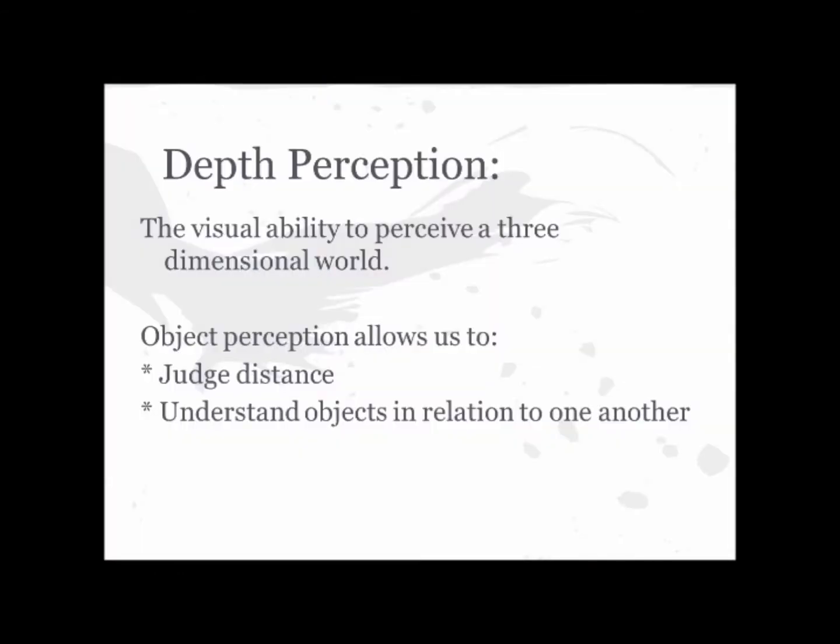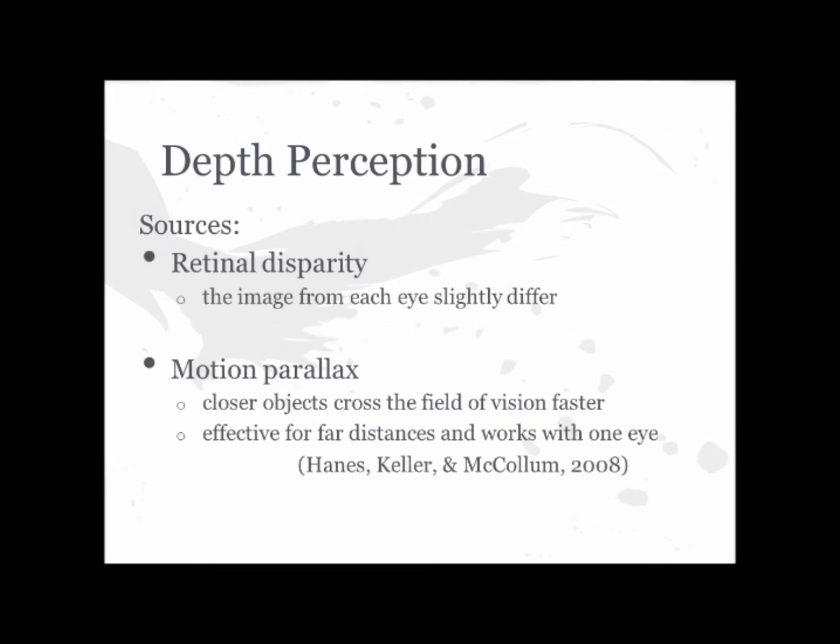Depth perception is the visual ability to perceive a three-dimensional world where we can judge the distance between different objects and understand them in relation to one another. Two sources of depth perception are retinal disparity and motion parallax. One depth perception source is retinal disparity, which is the difference in what each eye sees due to their distance apart from one another. This results in the eyes having their own different angle when looking at something.